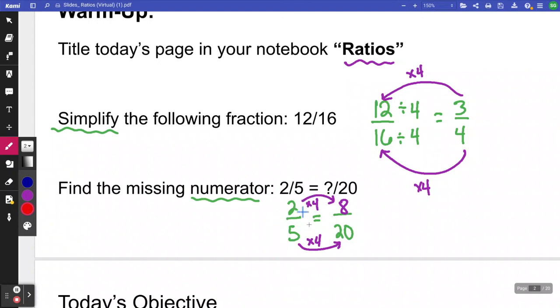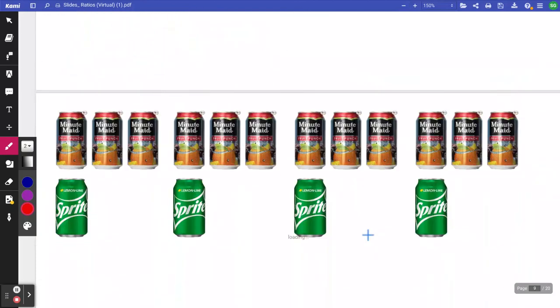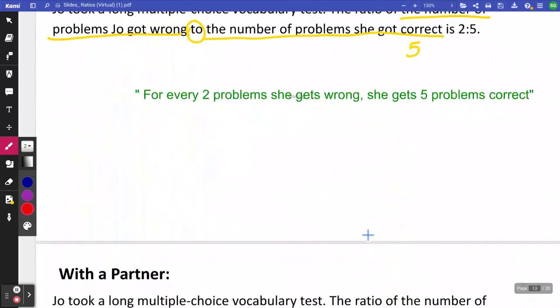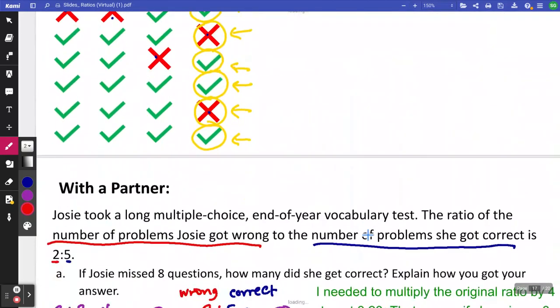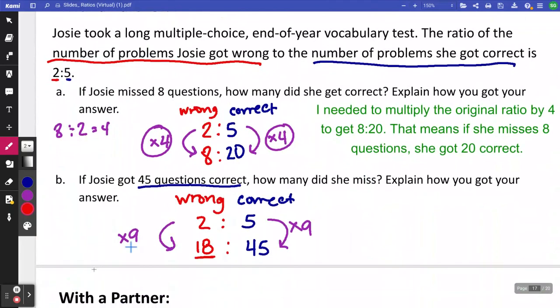But it's the same idea of you're multiplying by the same number on your numerator and your denominator to get that equivalent fraction. Down here, and I'll scroll. Down here, it's the same idea. We're multiplying by that common number, 9 in this case, to find that equivalent ratio. There's a lot of ways those two things are similar.